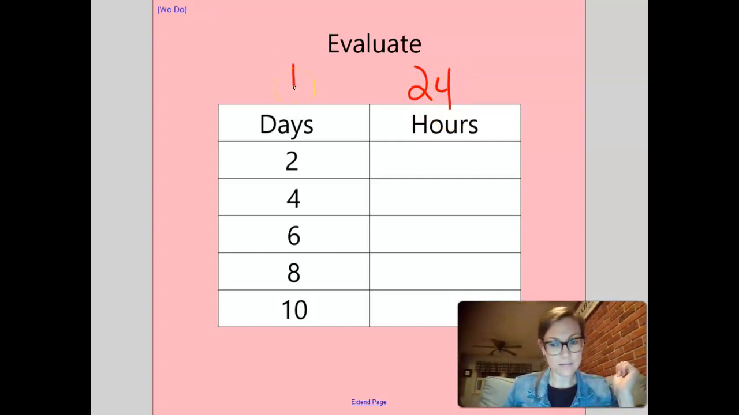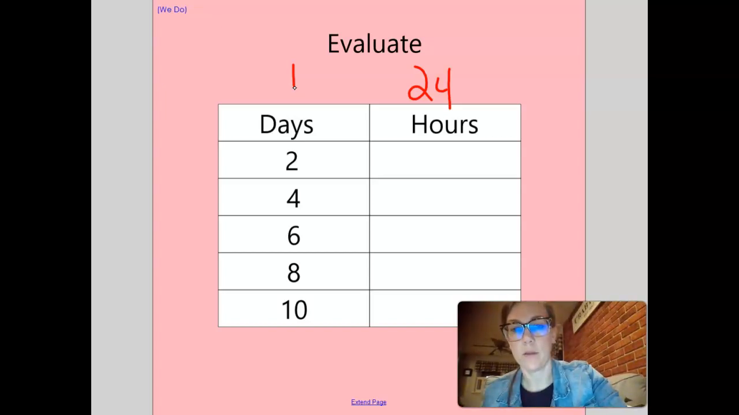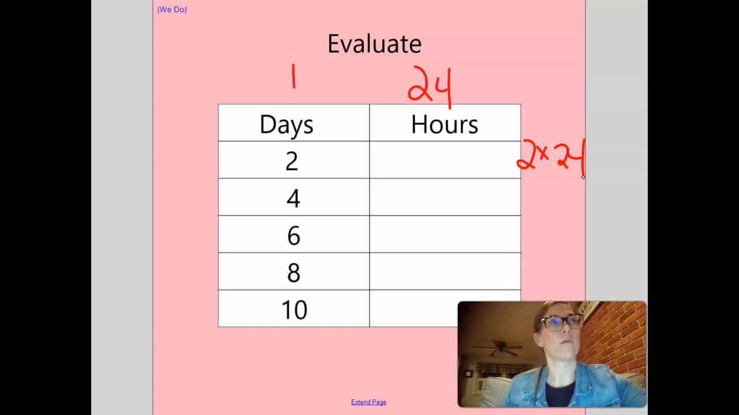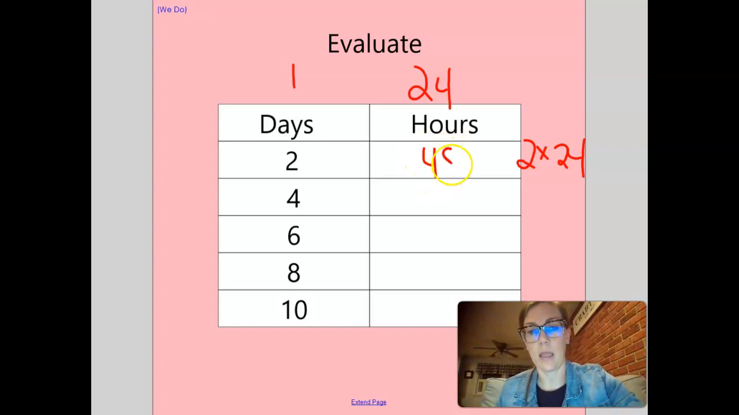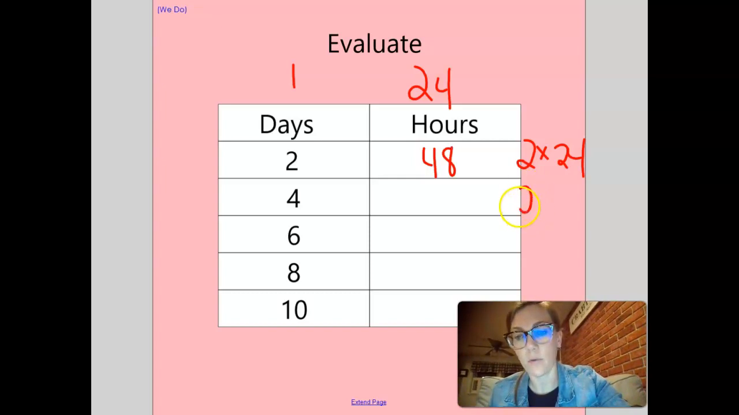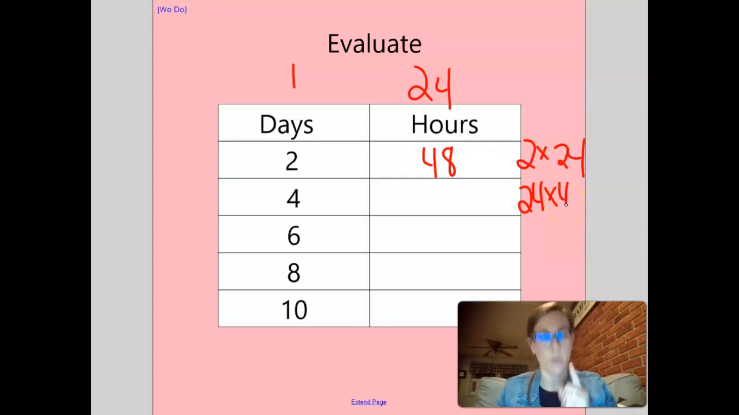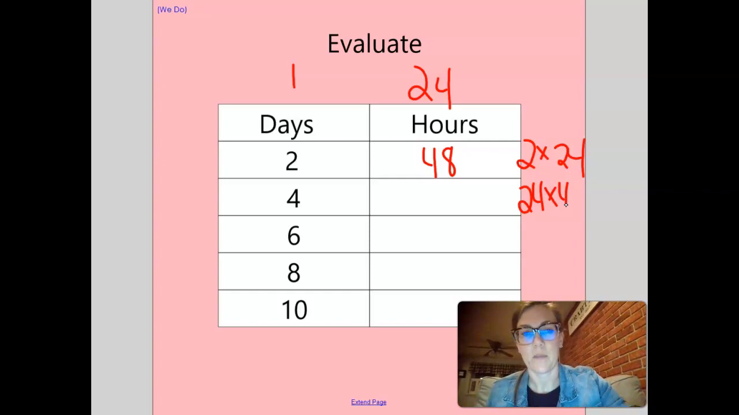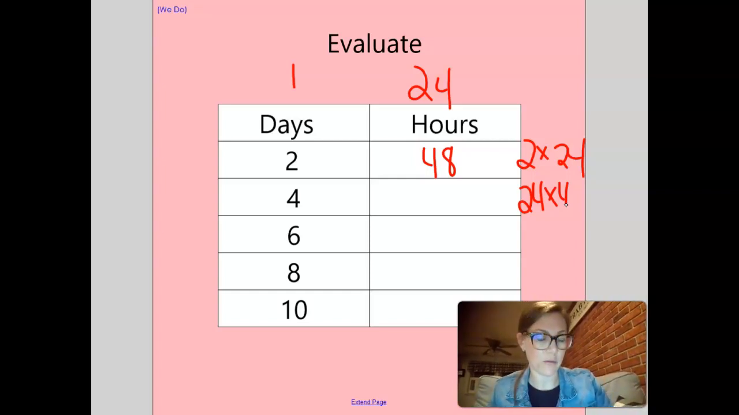How would you figure out 2 days? 24 plus 24, or 2 times 24. Add up 24 plus 24, and what's that answer? Oops, sorry. 48. So how would you figure out 4? 24 times 4. If you don't know the 24 times 4 and you can't figure that out, then it's the same thing as doing 24 plus 24 plus 24 plus 24. And if you add that up, what do you get for an answer? Pause if you need to solve and come back and check if you got the right answer.